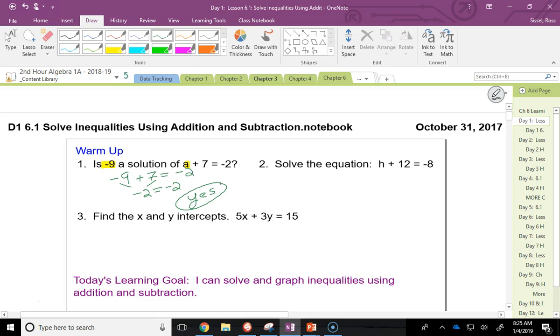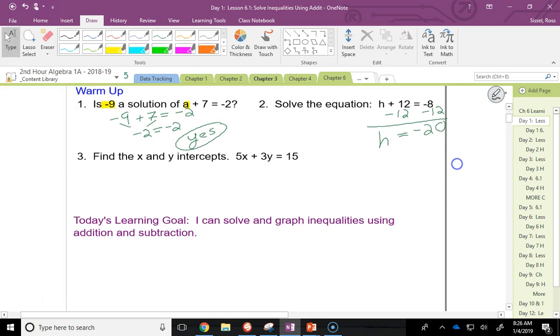H plus 12 equals negative 8. We just have to solve the equation. So what would I go ahead and do? What do you think would be our first step? All right, Joshua. Get H by itself. Good. Since we don't know what our variable is, we want to get the variable by itself. So it's H plus 12. So we subtract 12 from both sides of our equal sign. H equals negative 20. So H equals negative 20.